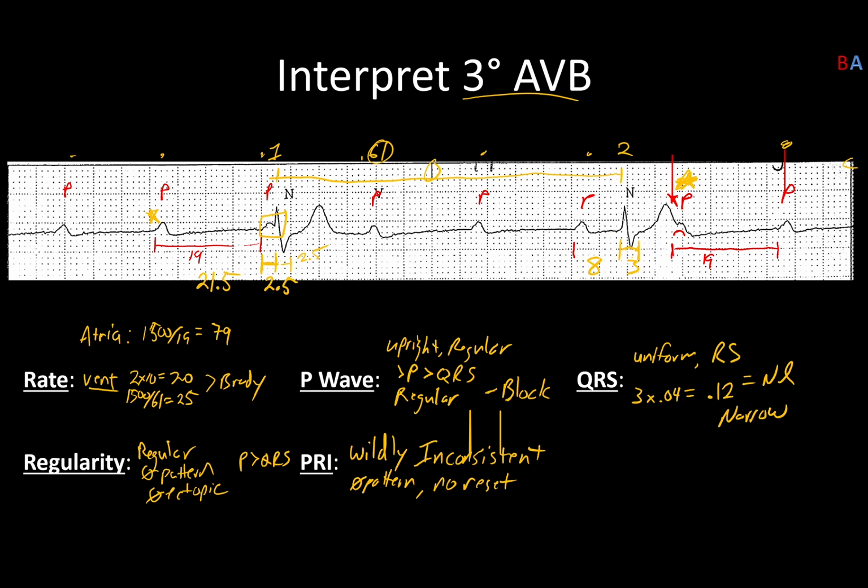So at that point, I think we've met all the criteria we need for third degree, correct? That we've got a reasonably normal rate for our atrial part, the P waves, definite bradycardic rate for the ventricle. The P waves and PRIs are wildly inconsistent. There's no pattern, the multitude of things that we've talked about already. So this is a great example of what third degree block looks like.